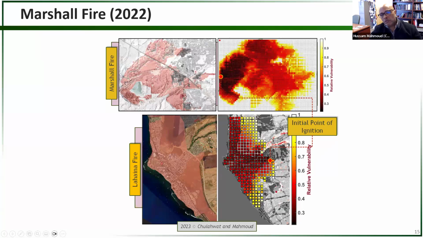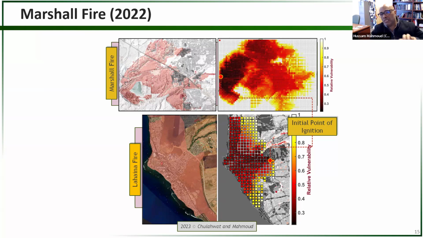So the fire boundary produced with the model on the right-hand side for the Marshall fire matches very well with the fire boundary that happened in reality. And in the lower picture, you see the Lahaina fire. Again, the boundary of the Lahaina fire matches really well with the boundary that we produced from the model. So the model is able to tell us, here is the area that you should be considering for your fire, given that the ignition is located at the following point.